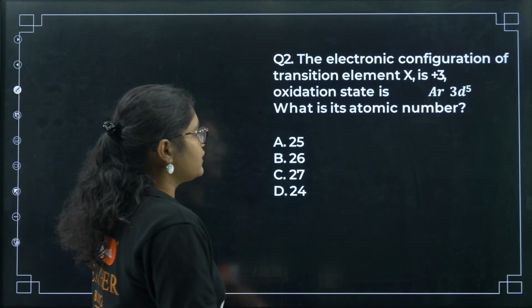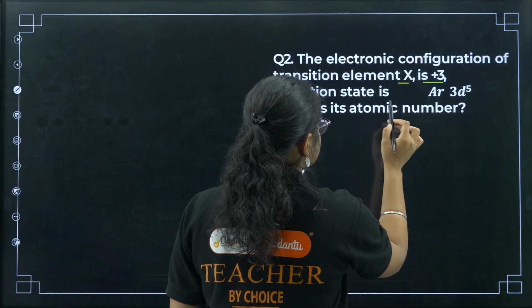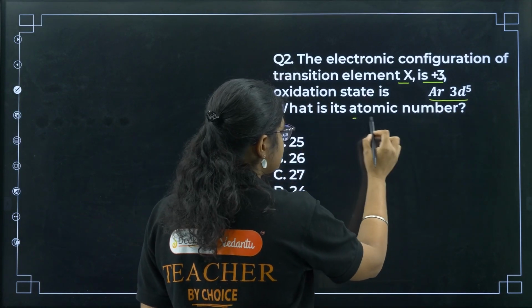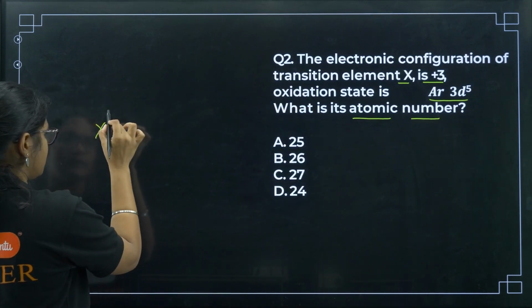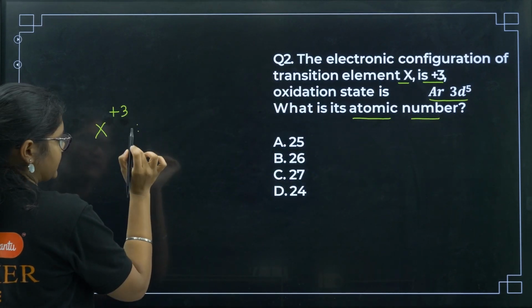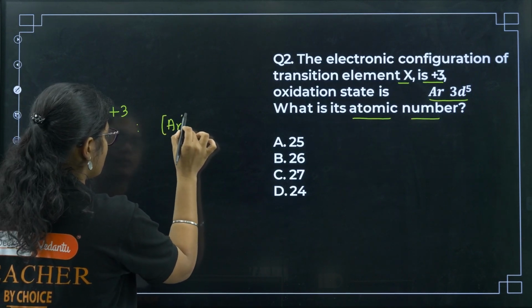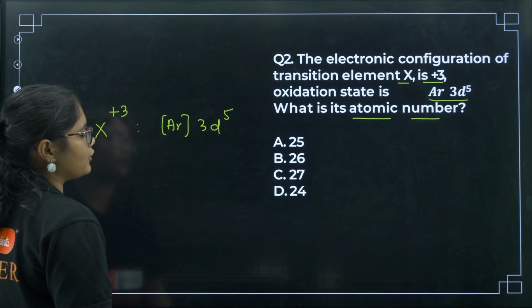Next, the electronic configuration of transition element X in +3 oxidation state is [Ar] 3d5. What is the atomic number? They are telling us that X is an element in the +3 oxidation state, with a configuration of [Ar] 3d5. You need to tell the atomic number.